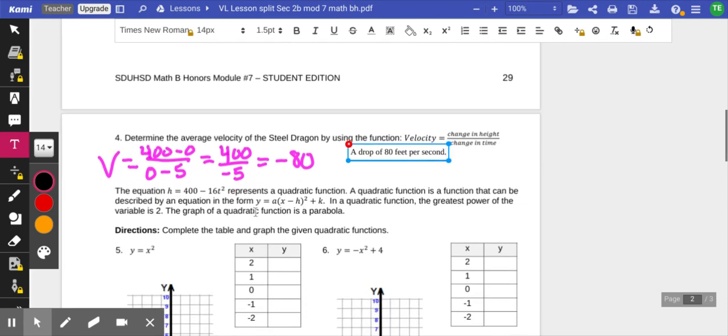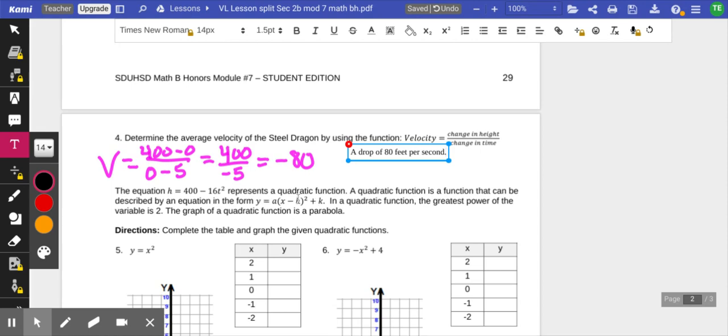Okay, next. The equation h equals 400 minus 16t squared represents a quadratic function. A quadratic function can be described by an equation in the form y equals a parentheses x minus h squared plus k. In a quadratic function, the greatest power of the variable is 2. Graph the quadratics as a parabola.